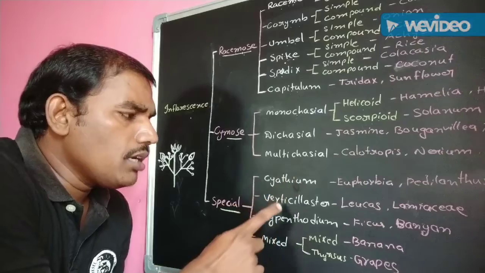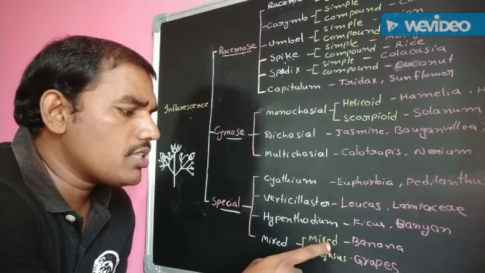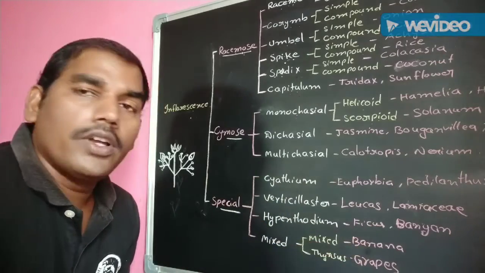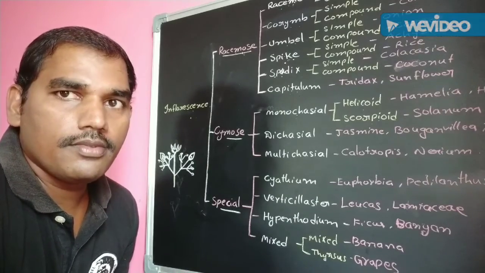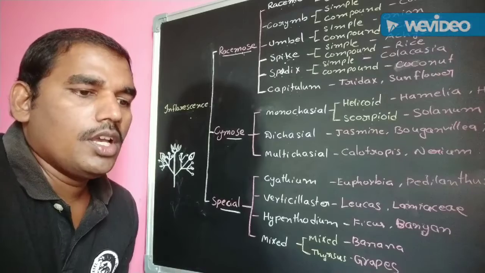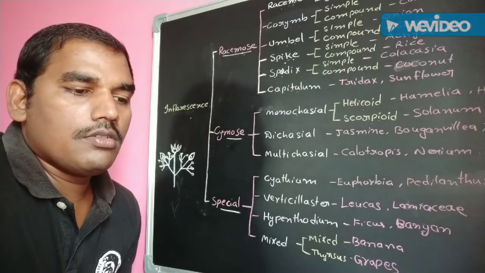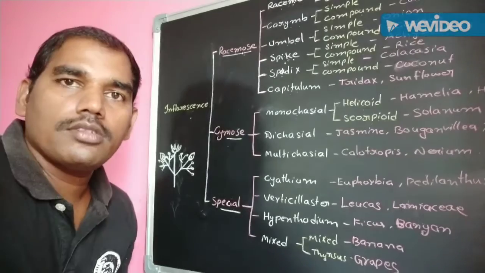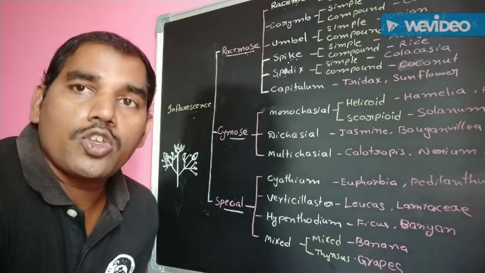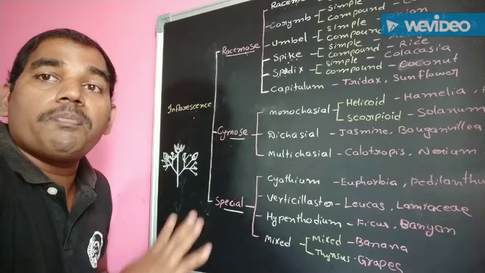In addition to these, cyathium, verticillaster and hypanthodium, another one, mixed special type of inflorescence, is also present. It consists of mixed or thyrsus. Mixed, best example is banana. Okay. In the unit of this banana inflorescence, one inflorescence is spadix. These spadices are arranged in a racemose type of manner. And thyrsus, you know already, grapes inflorescence. And this grape inflorescence also consists of two types of special inflorescence. That one is cymose and racemose. Both the cymose and racemose inflorescence are mixed in this thyrsus inflorescence. Best example, grapes.